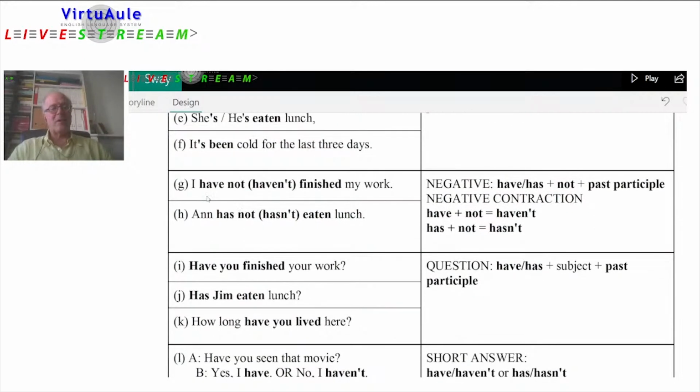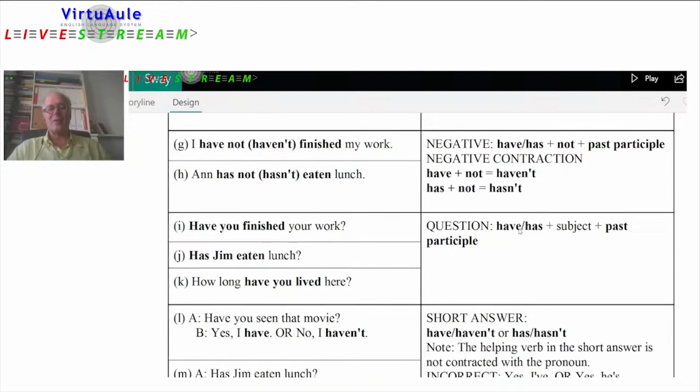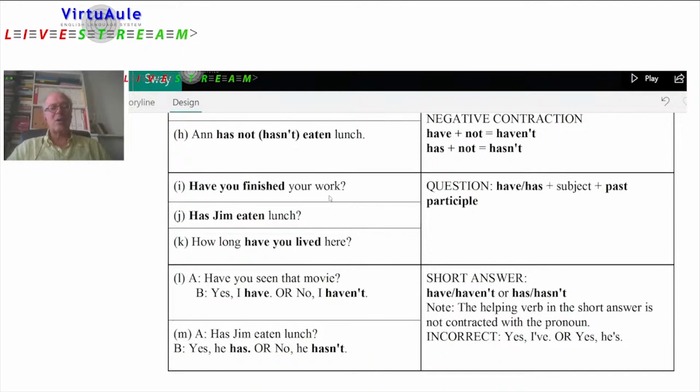Repeat these sentences. I haven't finished my work. Anne hasn't eaten lunch. In the negative, we put not between the auxiliary, have, has, and the past participle. The contraction, have not, becomes haven't. Has not becomes hasn't.